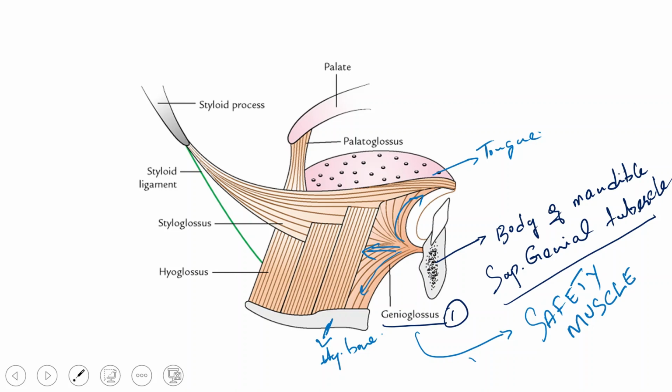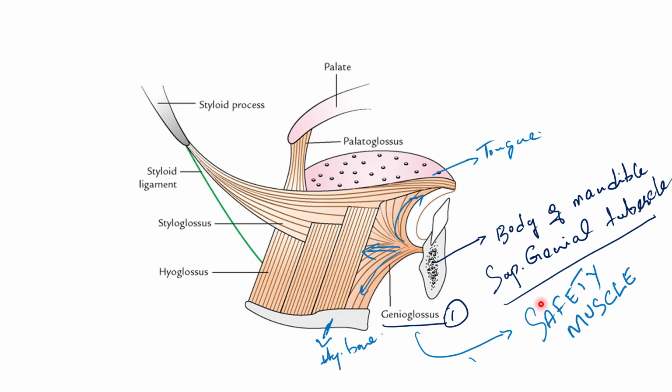So this is about the action. The action of the genioglossus mainly saves the subject by preventing the backward fall of the tongue. Thus respiration and airflow can be easily maintained by the intact action of the genioglossus. Hence, this muscle is called the safety muscle of the tongue.